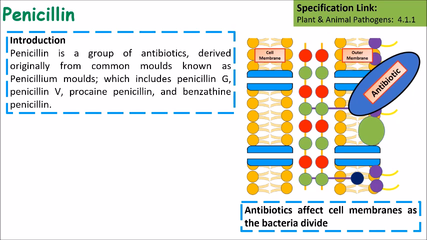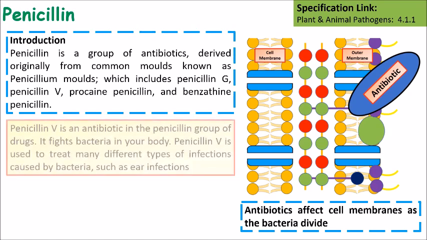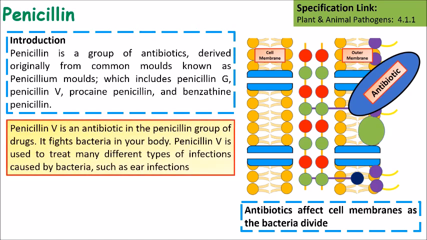Penicillin is a group of antibiotics derived originally from common molds known as penicillium molds. So, penicillin is an antibiotic in which the penicillin group of the drug affects the bacteria. It fights the bacteria in your body. It is used to treat many different types of infections caused by bacteria, such as ear infections, for instance.